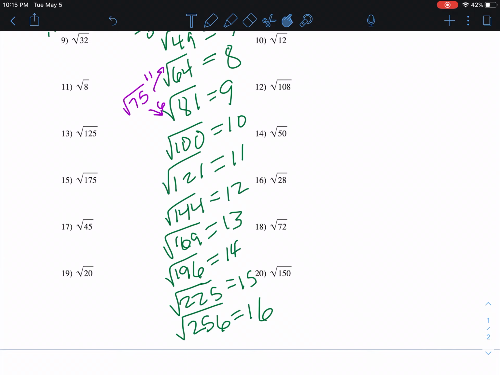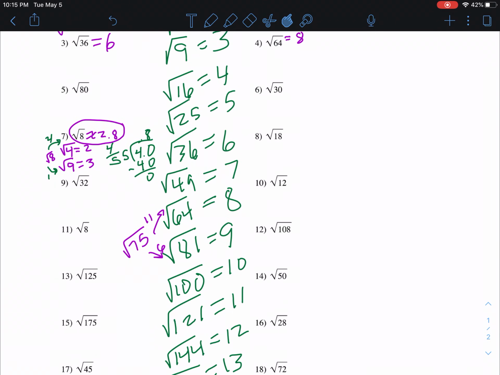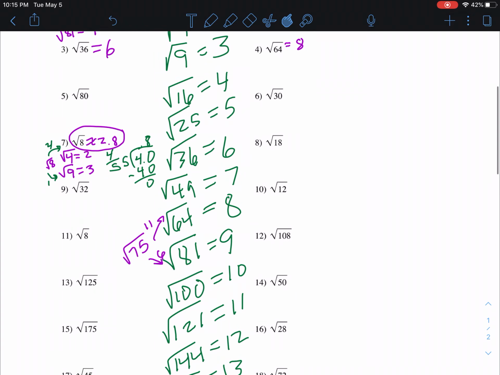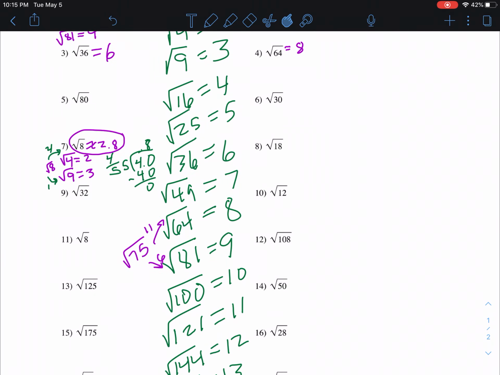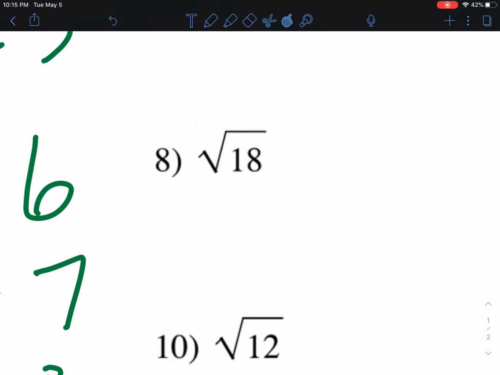So anyway, the way that you go about simplifying a radical or simplifying a square root, let's start with number 8 here, is you want to find the largest square number that can go into it. So 18 is not a square number, so you want to find the largest square number that can divide into it, or basically the biggest factor of 18 that you can take the square root of. So you want to look at your list.